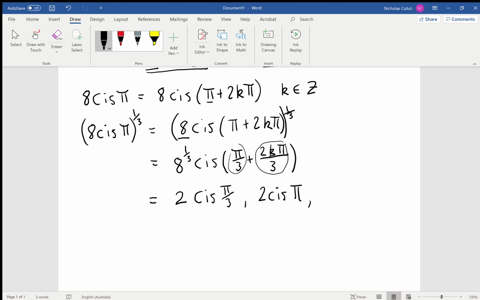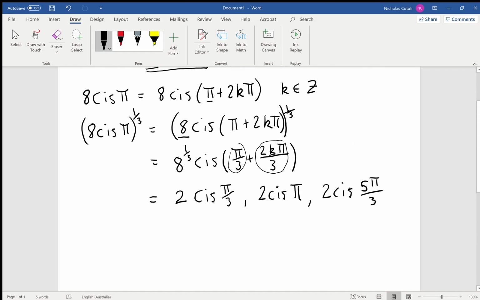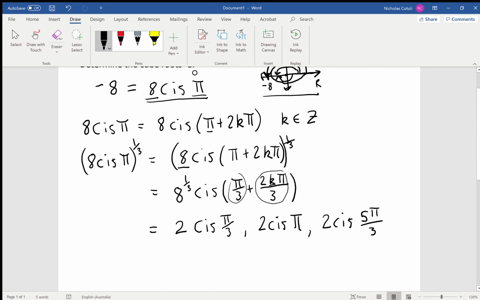Now I've got another solution that I could have. I could say k was equal to 2. And if I did that, I'd end up with 2 cis, and I'd have pi on 3 plus 4 pi on 3, which gives us 5 pi on 3. Okay, so I'm just looking at all different values for k. Now I could keep going.